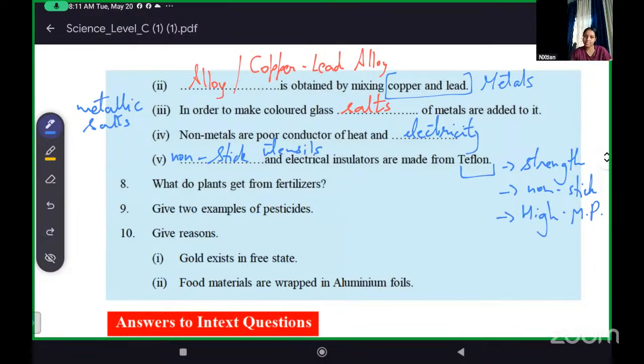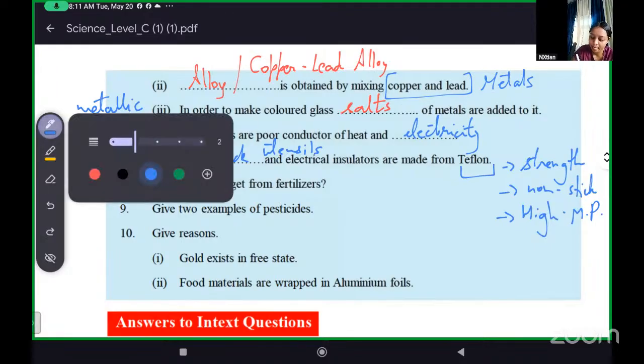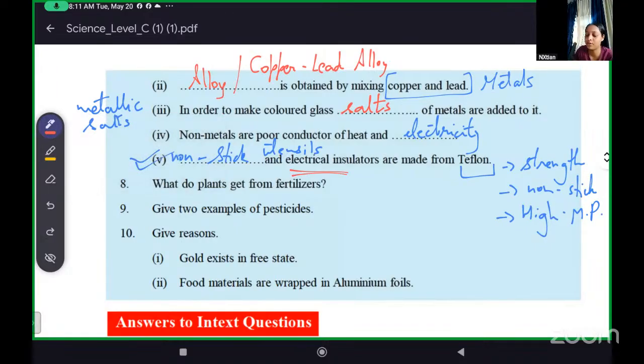Since it has all these qualities, it has strength, it is non-stick, and it has a high melting point, which makes it fit to produce utensils. Non-stick utensils are usually made up of Teflon. Also, Teflon is used in making electrical insulators.